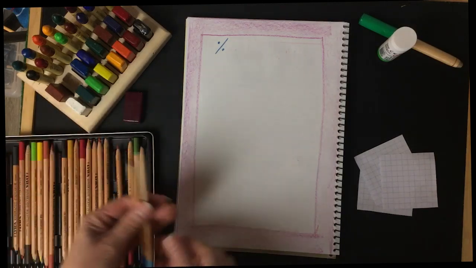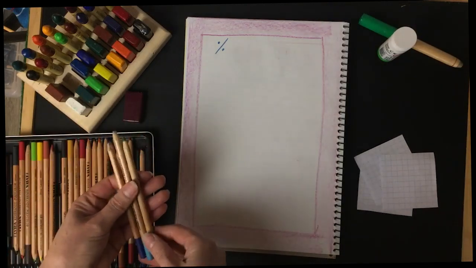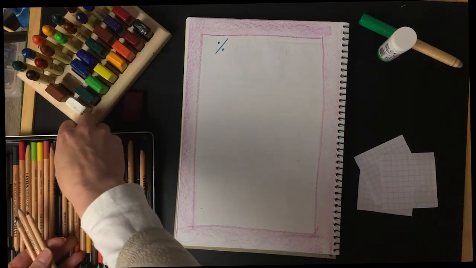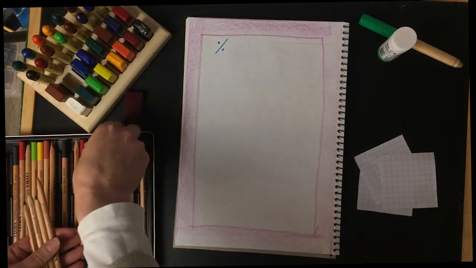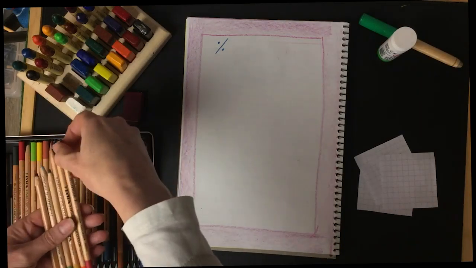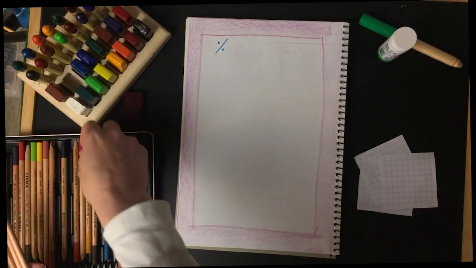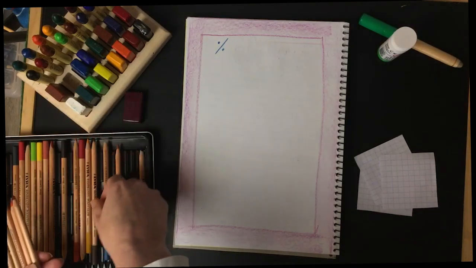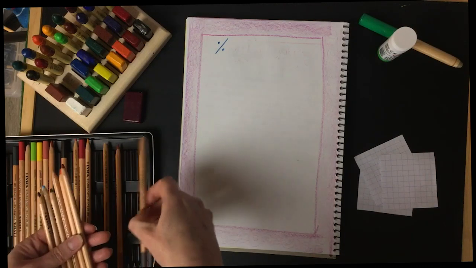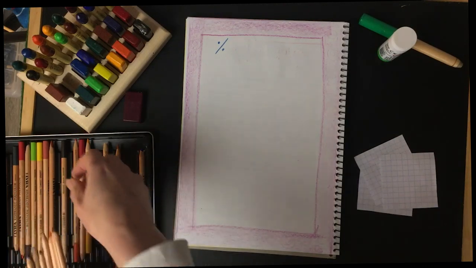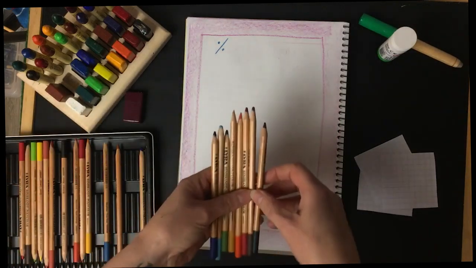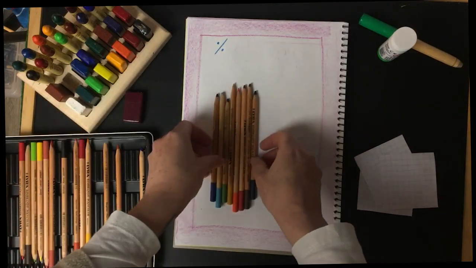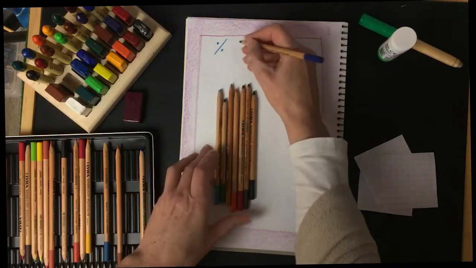So I've got 1, 2, 3, 4, 5, 6, 7, and 1 for luck. There we go. Okay, so there's my colors. And now we start with the P.